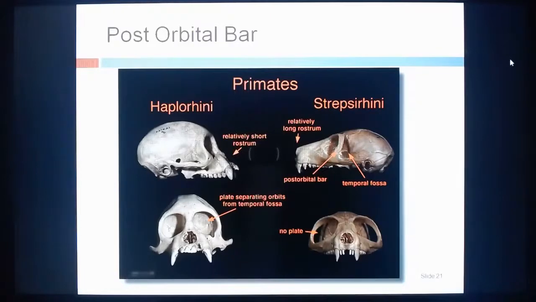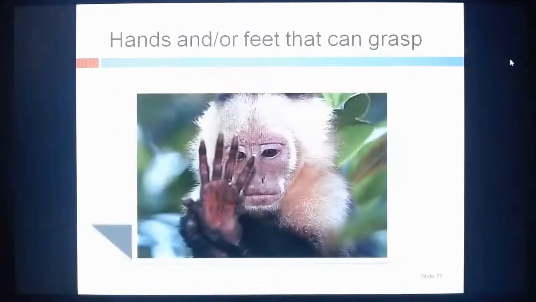Haplorhini and Strepsirrhini. If you'll see the Haplorhini, which is what we are, has a closed eye socket, as we do. The earlier primates, the Strepsirrhini, have an open eye ring or orbital bar.